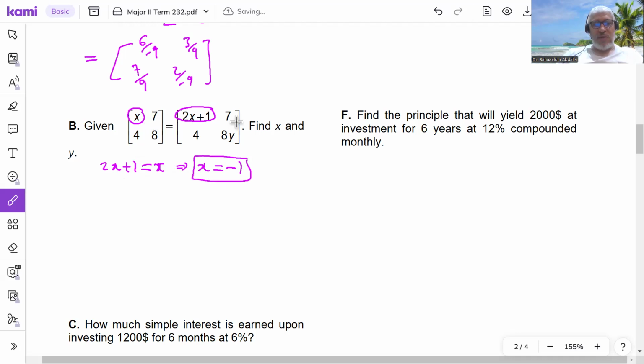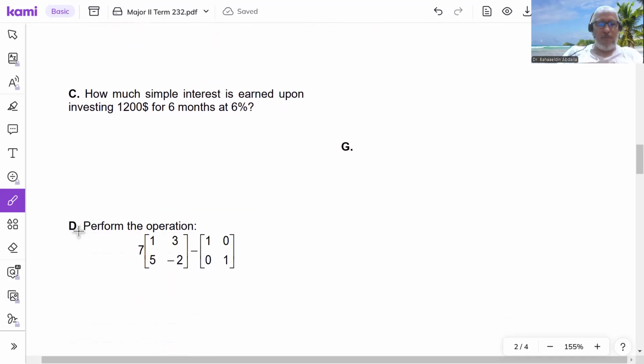This 7 should be equal to this. They are equal. 4 should be equal to 4, correct. 8 should be equal to 8y. So 8y is 8. So y would be 8 over 8, which is 1. So these are the values of X and Y.